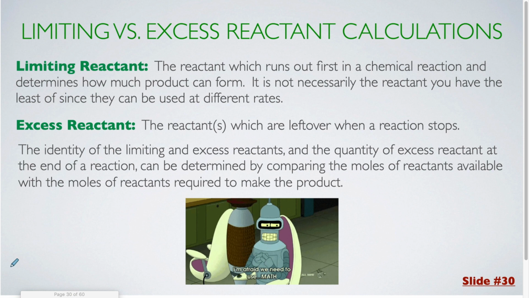It is not necessarily the reactant that you have the least of, since it can be used at different rates. Excess reactant: the reactant or reactants which are left over when a reaction stops. The identity of the limiting and excess reactants and the quantity of excess reactant at the end of a reaction can be determined by comparing the moles of reactants available with the moles of reactants required to make the product.